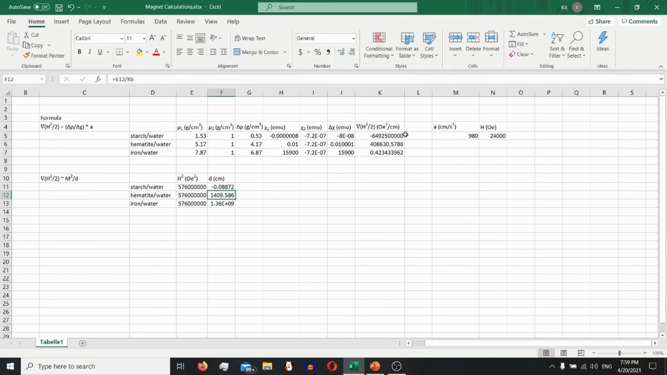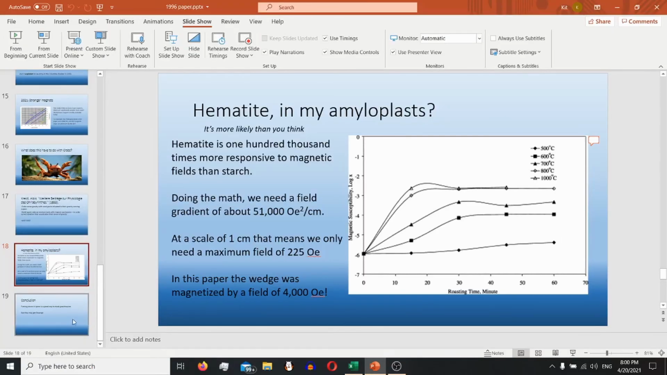So the field needed to generate a force equivalent to gravity is about 1,000 times weaker for hematite. And so it makes sense that the scale it would work on would be about 1,000 times greater, which you definitely see here. Thank you for taking the time to listen to this talk.